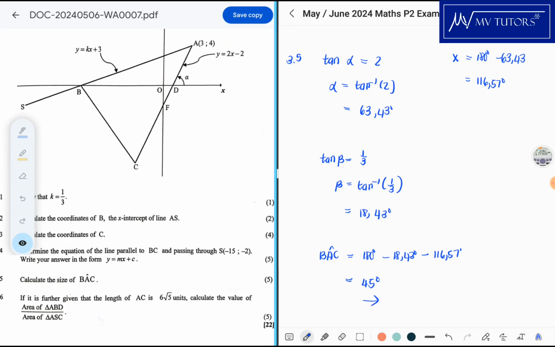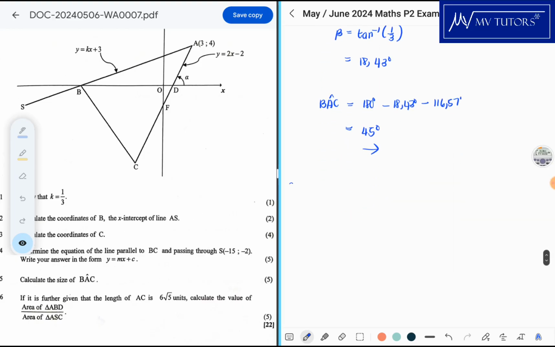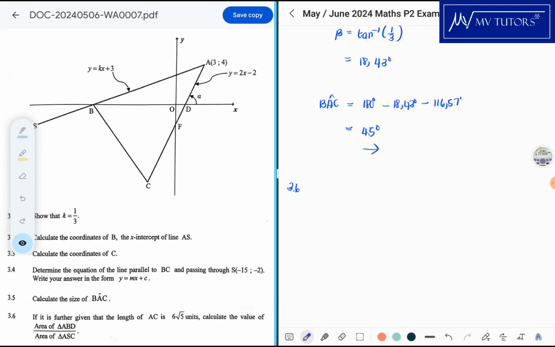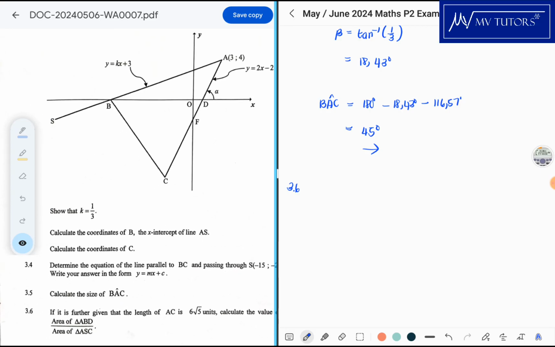That was for 5. Ooh, what a nice 5 marks. Now 3.6. It says, it is further given that the length of AC is 6 root 5 units. Calculate the value of the area of triangle ABD over the area of triangle ABC. So triangle ABD, what am I going to start with? I think I'm going to start with triangle ABC. I'm just going to rub out everything over here. Oh, maybe not that part. Just rub out here.